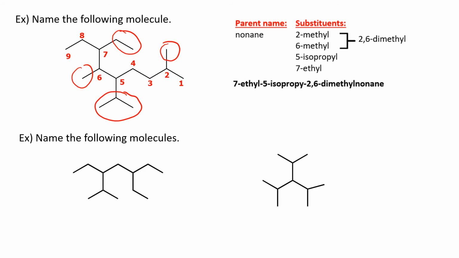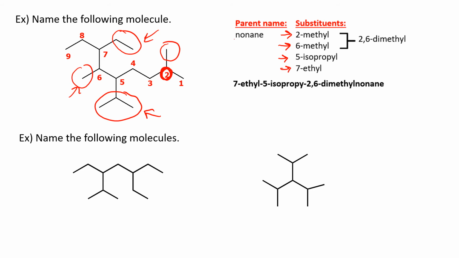Now we need to number the chain. This one's a little bit easier because I see that my first substituent shows up at the 2 position, versus if I started numbering from the other direction, it would be 1, 2, 3. So that option is out. I start numbering here because my first substituent gets the lowest possible number. So it looks like I've got a 2-methyl substituent, a 6-methyl substituent, a 5-isopropyl, and a 7-ethyl.